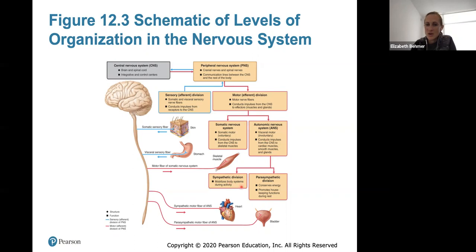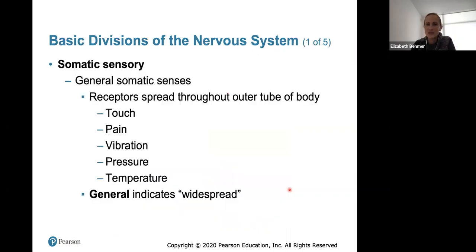We then divide the autonomic nervous system into 2: sympathetic and parasympathetic. The sympathetic division mobilizes your body systems during activity, and the parasympathetic division conserves energy and promotes housekeeping functions like rest and digest.